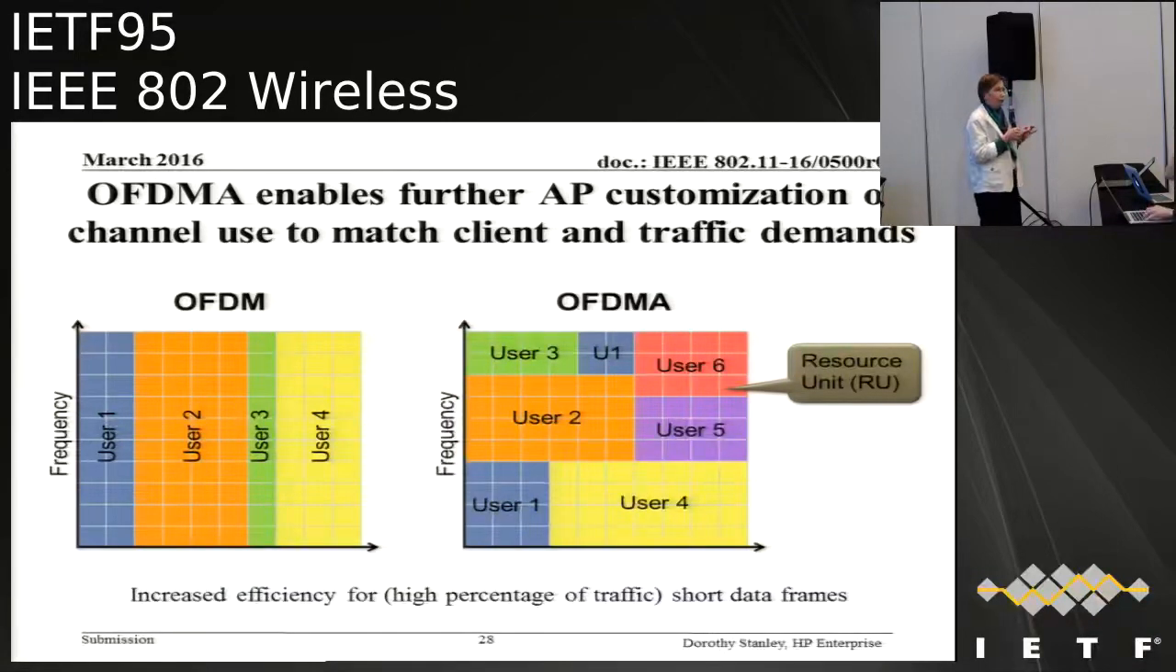so that you can more efficiently handle small data frame packets. A lot of times the traffic that we see is there are some very, very long packets, but there's a lot of short packet traffic out there. And so this is a way to, if you have a client that just has a lot of short bursty traffic, allocate that client a smaller amount of the overall bandwidth.